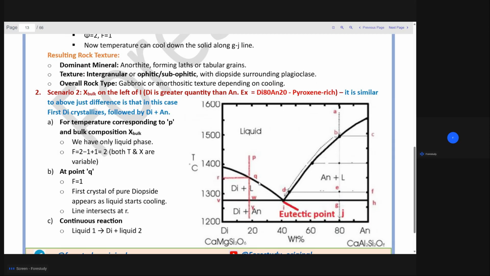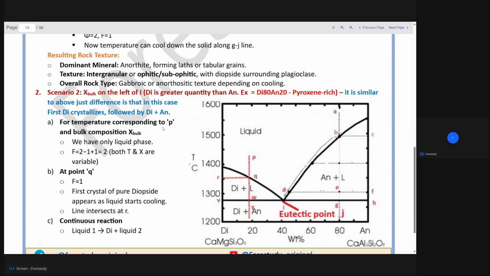Then it will follow this line and come to the eutectic point ultimately. As it is going down, it will continuously give diopside crystals. Remember, it will give only pure diopside crystal, and then it will come here, and the first anorthite crystal will start to form, and then the liquid will give both diopside and anorthite simultaneously at this point.